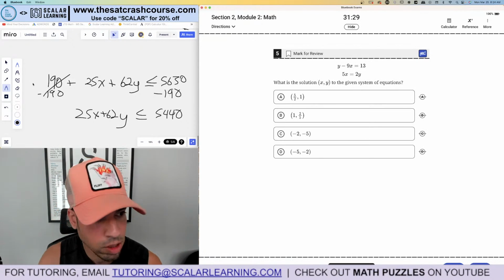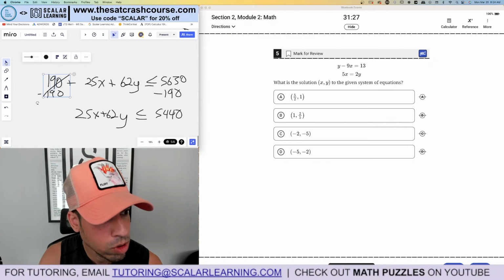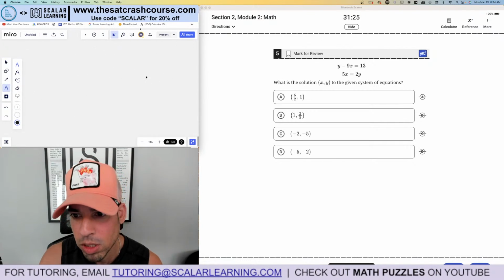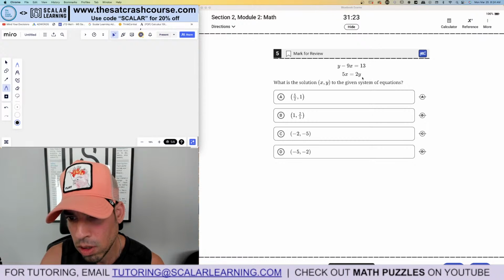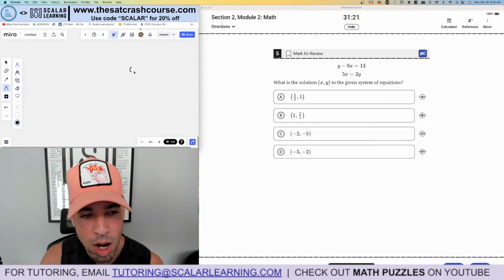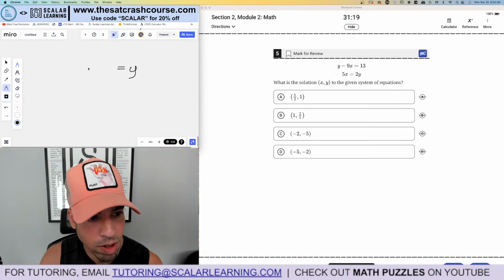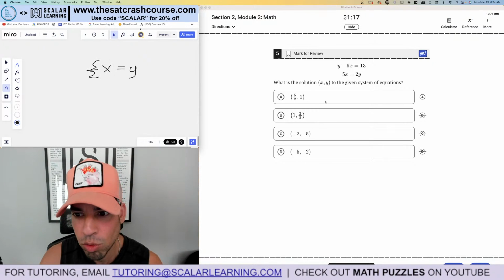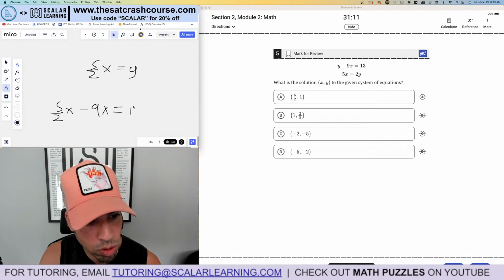What's the solution to the given system of equations? Okay, we can use Desmos, of course. If I have time, I'm going to show you both ways. So first, I'm going to substitute. So 2y is equal to 5x. So I'm going to divide by 2. 5 over 2 x is equal to y. Let's plug that in for y up here. So we got 5 over 2 x minus 9x is equal to 13. Multiply everything by 2, I don't want to deal with the fraction.